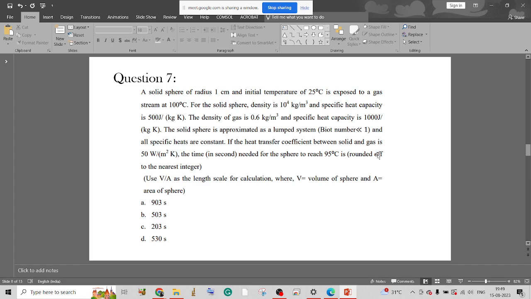The solid sphere is approximated as a lumped system, that is the Biot number is far less than 1, and all the specific heats are constant. If the heat transfer coefficient between solid and gas is given as 50 watt per meter square Kelvin, what is the time in seconds needed for the sphere to reach 95 degrees Celsius, that is T at time t equal to 95 degrees Celsius? Simple. Which of the following will be the correct answer?